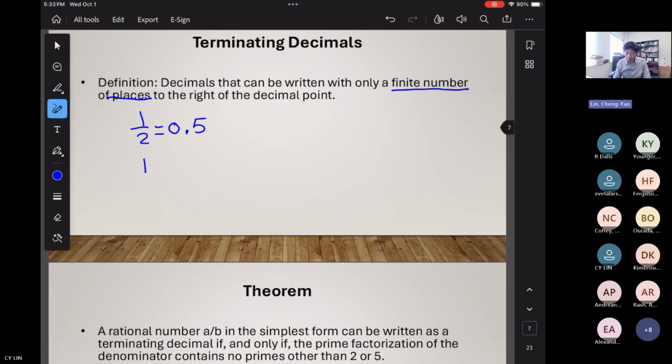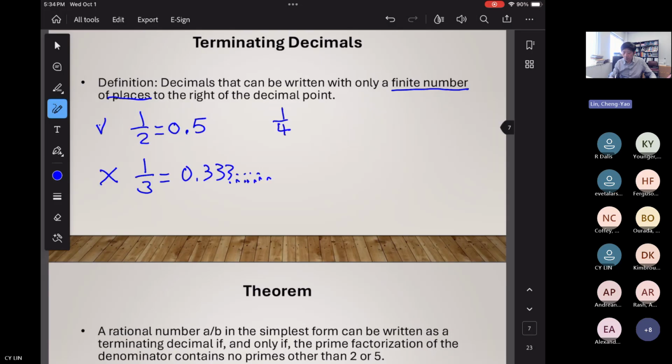If I have 1/3, and I take 1 divided by 3, I will get 0.3 repeating, right? So is this a terminating decimal, yes or no? 1/2, yes or no? Yes. How about 1/3? Is 1/3 a terminating decimal, yes or no? No. Because we continue to do it, 333, we don't know.